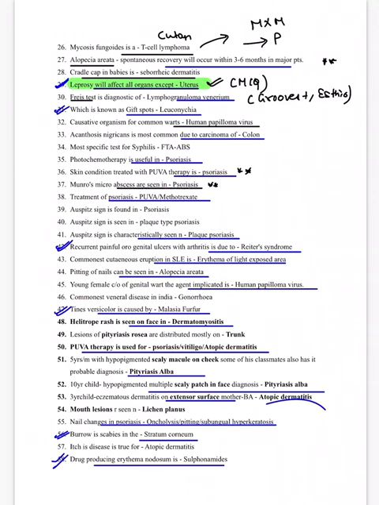Munro microabscess in psoriasis, guys. Okay. Treatment of psoriasis is methotrexate or PUVA. Auspitz sign is seen in chronic plaque type of psoriasis. Okay. So this is important.